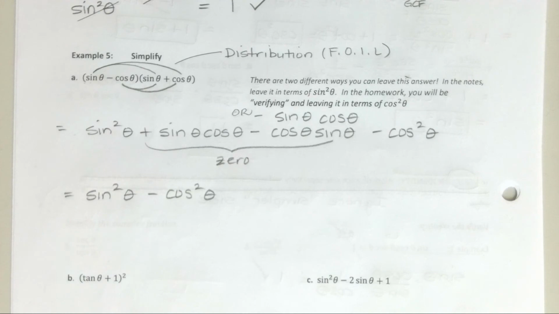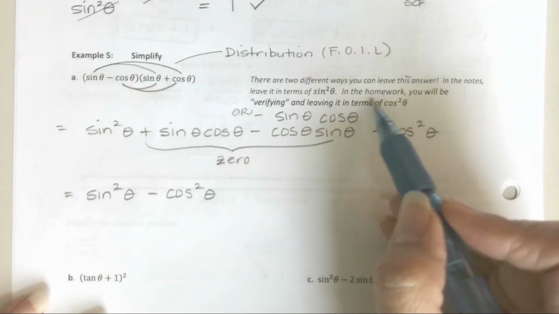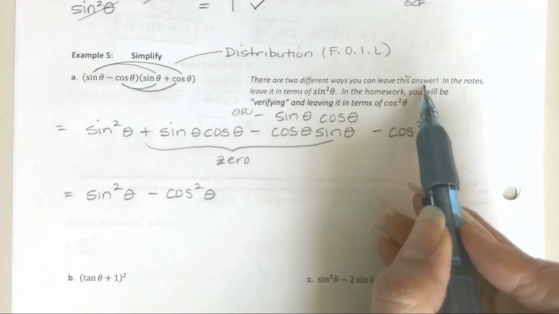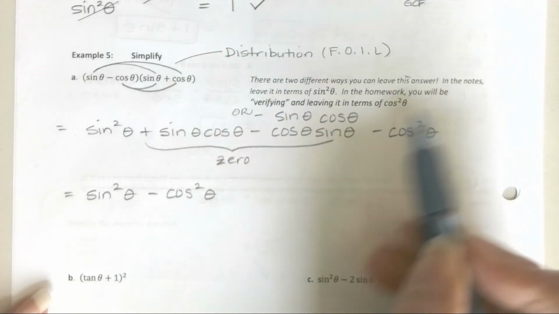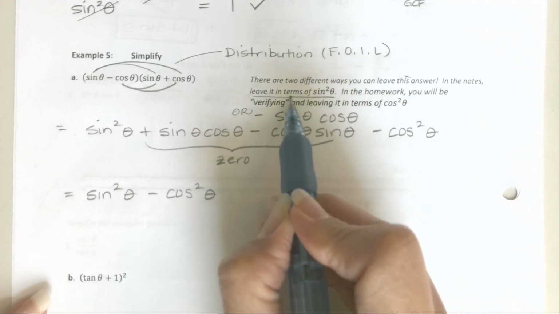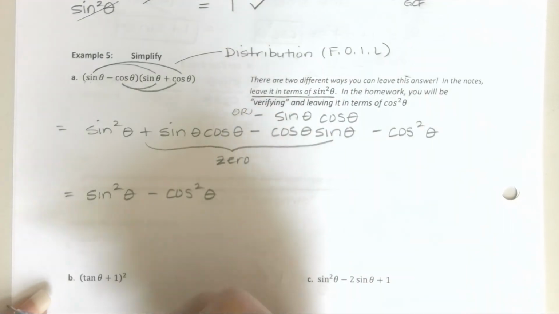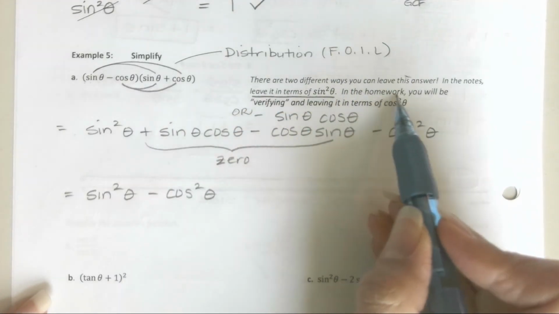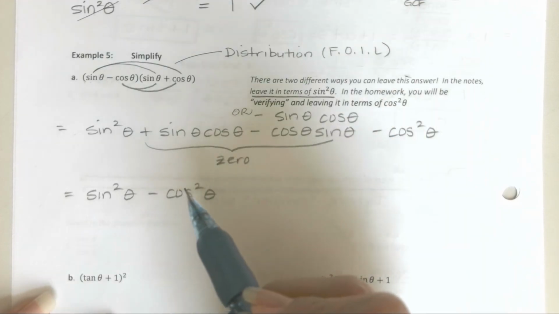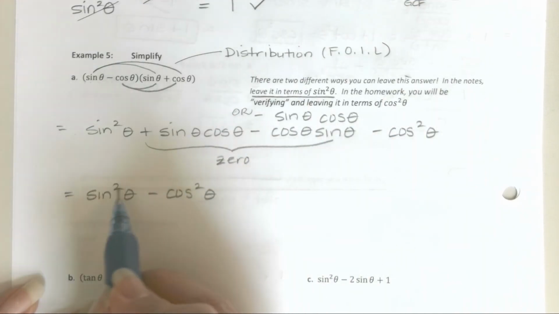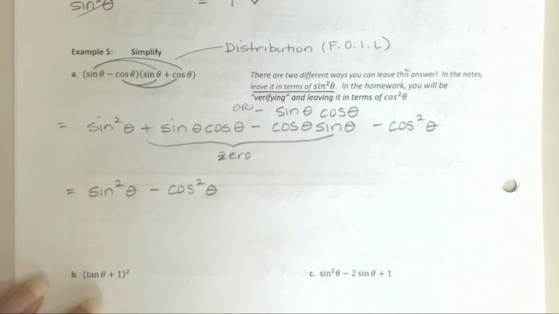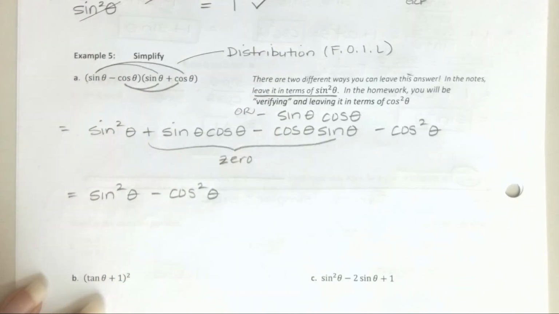No problems? Okay. So in the instructions here for part A, they're telling us that there are 2 different ways you're going to leave this answer. For our notes, which is what we're doing right now, I want us to leave it in terms of sine squared. And they're giving you the heads up that in the homework set, you are going to leave it in terms of cosine squared. So this final answer is not completely final just yet, because they want you to only have sine squared as your final answer.